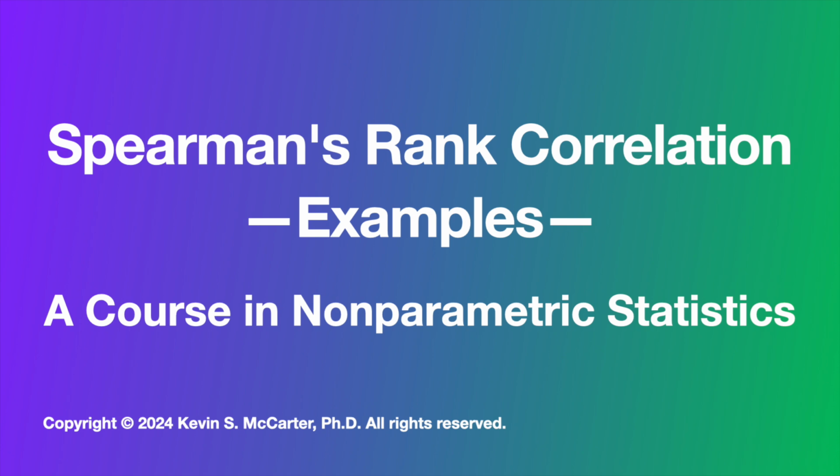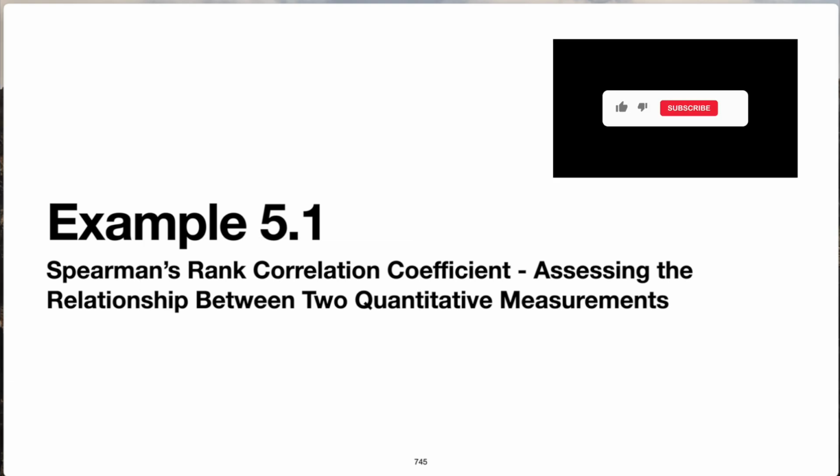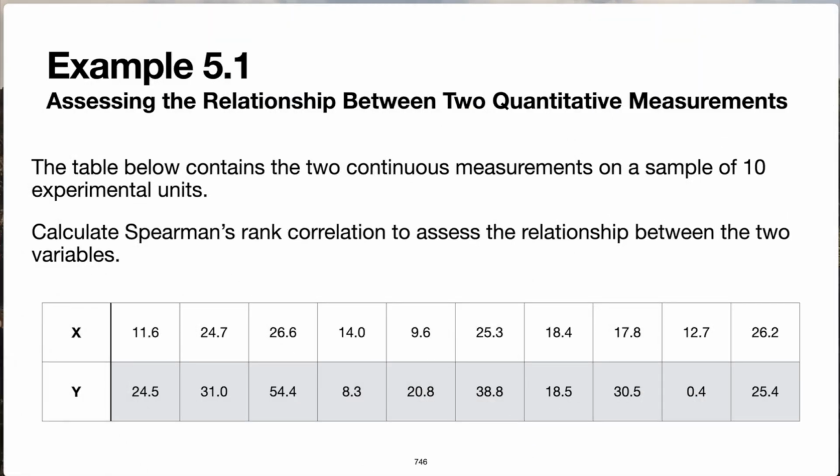All right, welcome back. We continue on looking at Spearman's rank correlation, and we're going to be looking at some examples of its use and calculation. So the first example, example 5.1, we'll be looking at Spearman's rank correlation coefficient to assess the relationship between two quantitative measurements. The table below contains two continuous measurements on a sample of 10 experimental units.